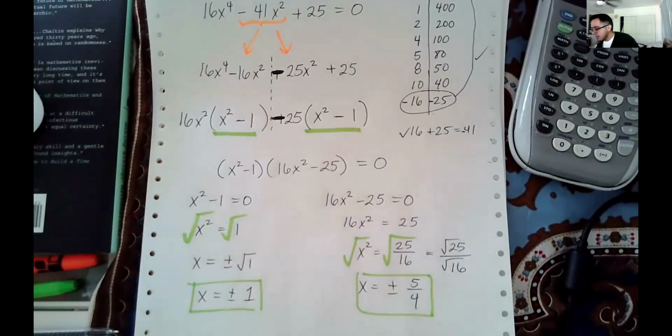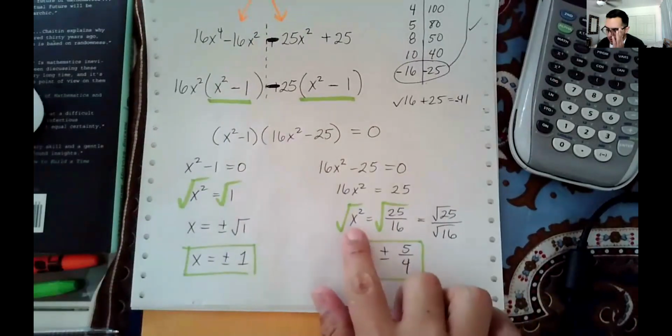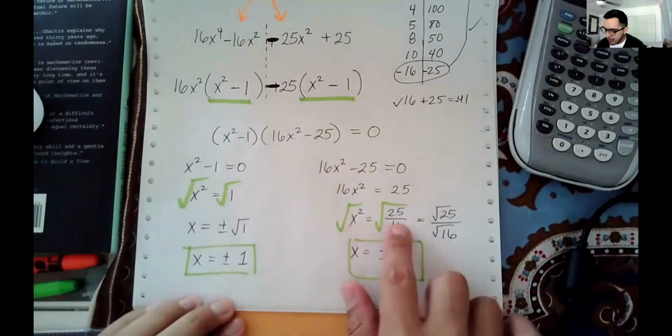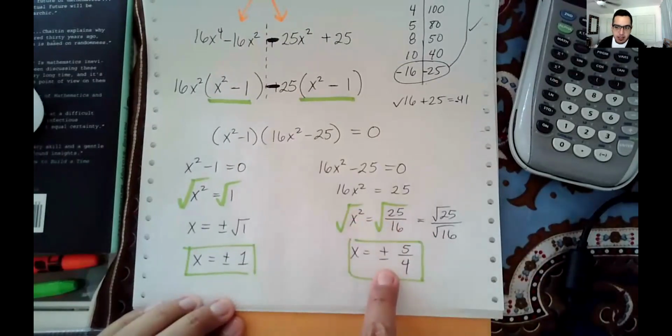You said when there's a square root, there's a plus or minus, like when we... Yeah, when you take the square root of both sides, when you take the square root of something squared, you have to put the plus or minus.